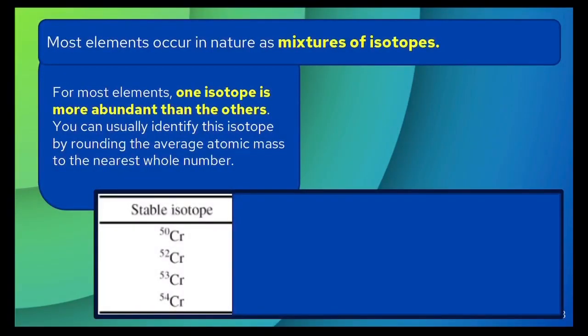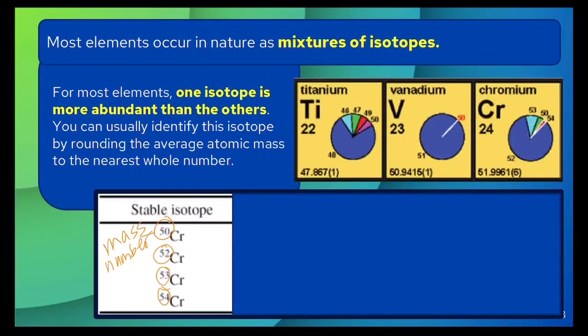So for most elements, you can usually tell what the most abundant isotope is in nature by simply looking at the average atomic mass. When you write the isotope symbol out, though, just remember that the mass number is always shown in the top left corner of the isotope symbol. So that's the mass number right there. Now, even though these mass numbers are listed for us, each of these isotopes has an actual atomic mass.